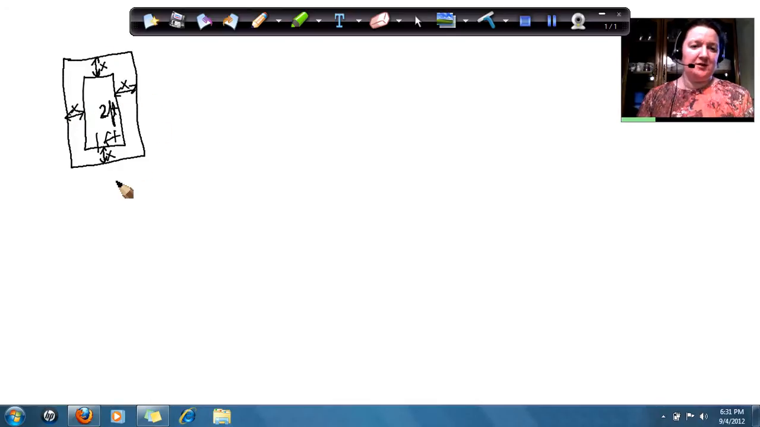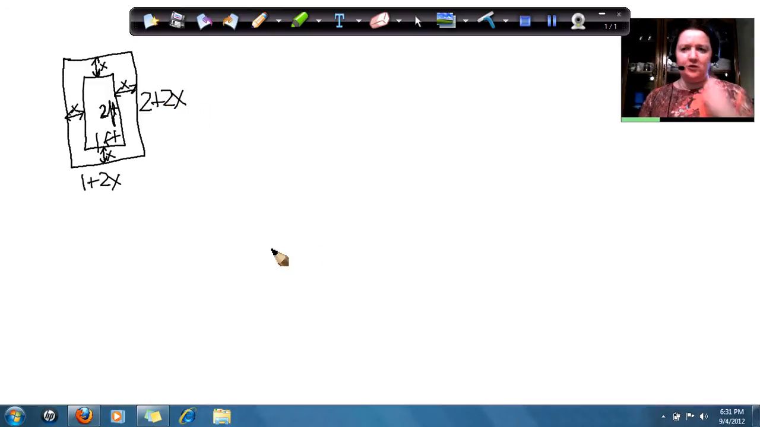So if I think about this new rectangle, and I think about the width, well, there was 1 foot of the stained glass window, plus there's an x on both the left and the right side. So I'm taking 1 plus 2x. If I think about the length of the outside here, I had 2 feet, that was the original stained glass window, plus I have 2x on the outside. So I have 2 plus 2x.